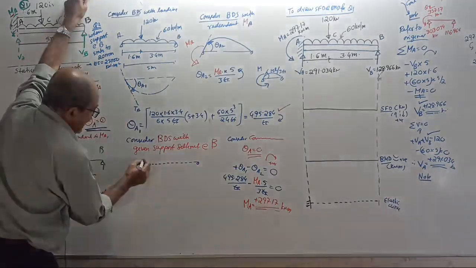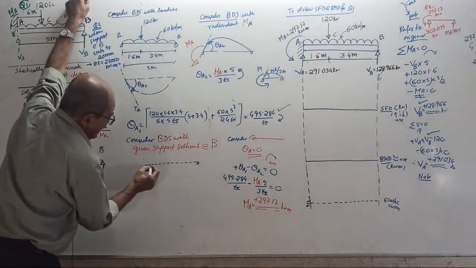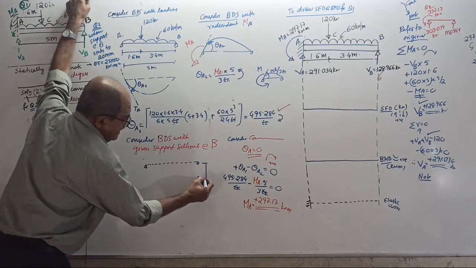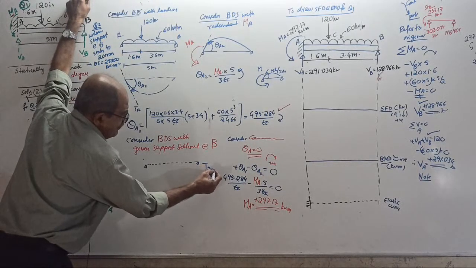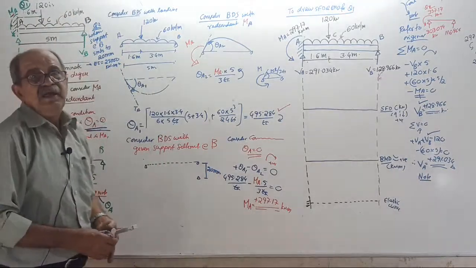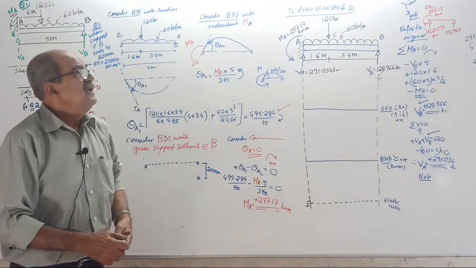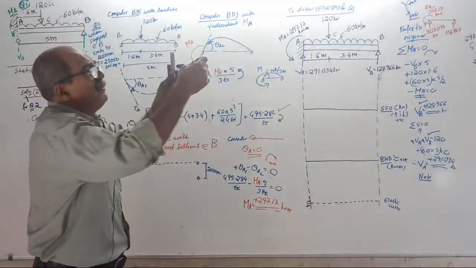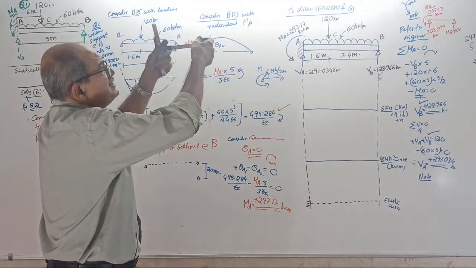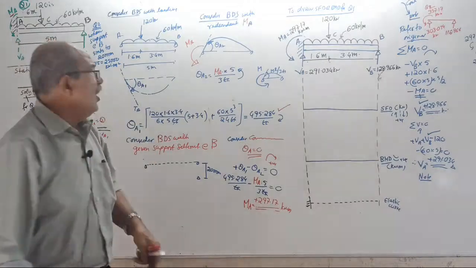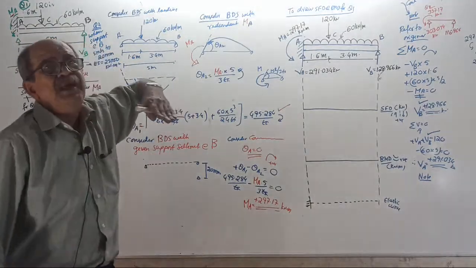Now, A, B. Your B will sink by how much? It sinks by 20 mm. Tell me, how is the elastic curve? If it is a fixed beam, if support settlement comes, curvature will come. Simply supported beam, if support settles, tell what happens. Will there be bending or will the beam simply remain straight?